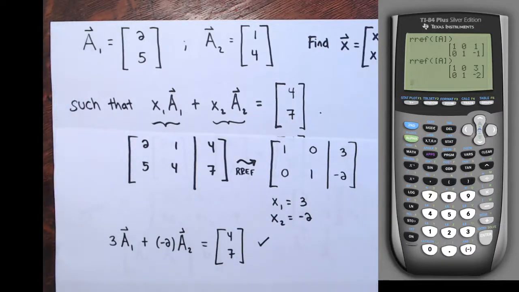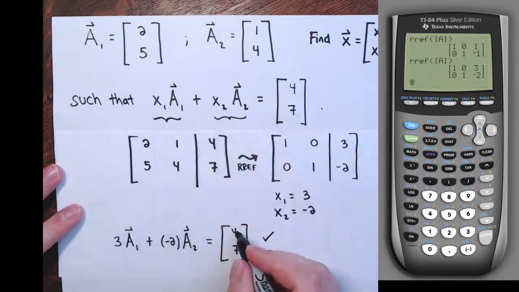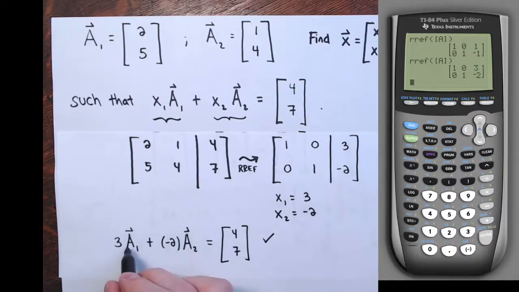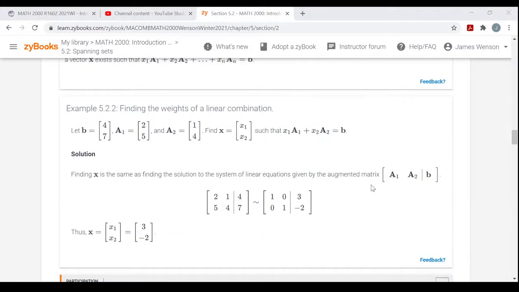It works, right? And again, something else I would say here is that the vector 4, 7 is a linear combination of a1 and a2. That means I can find weights like we did here, such that the product of those weights with the vectors, and then the sum of those products, make the vector 4, 7. So 3, negative 2.